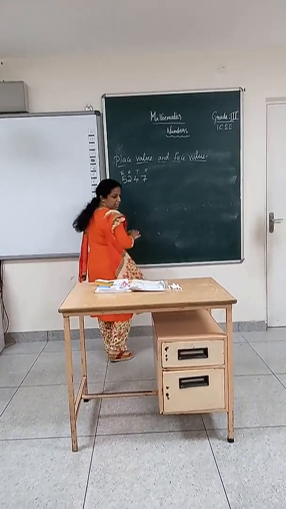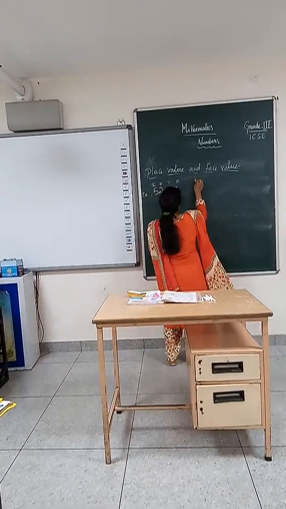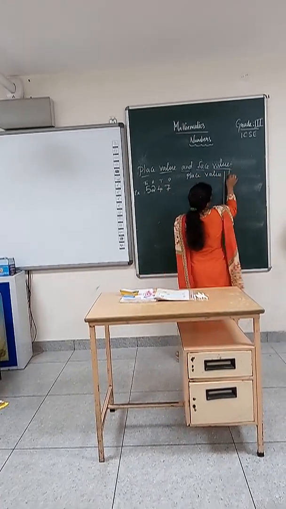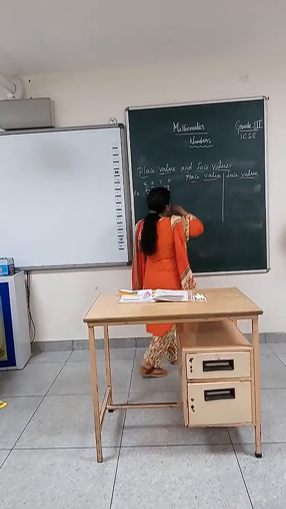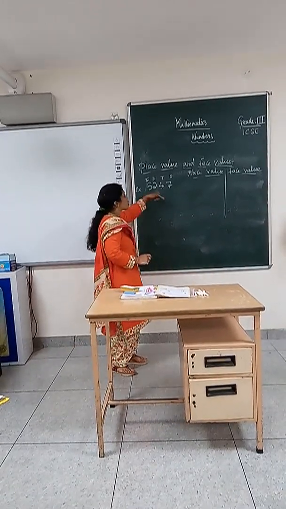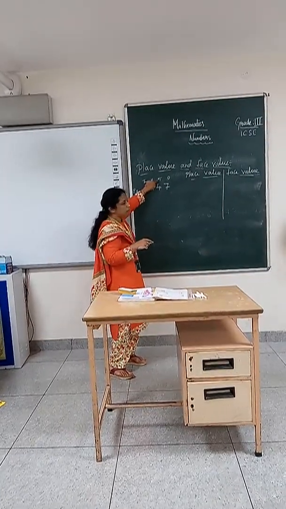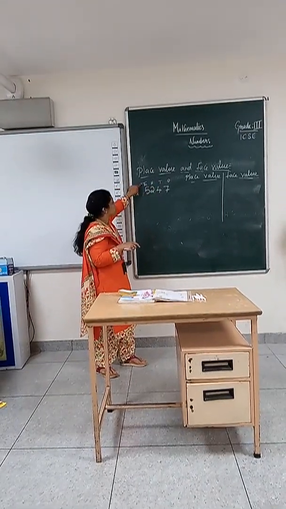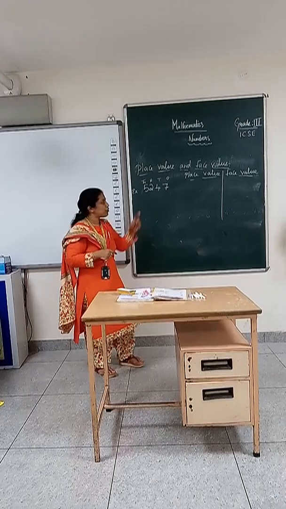Okay, see here children, I am going to make two columns to differentiate between the place value and the face value. The place value is the value of the number because of its position in the number. You can see that 4 is in tens place. So what is its place value? It is 40. Now 5 is in thousands place, so its place value is 5000. But what about the face value?